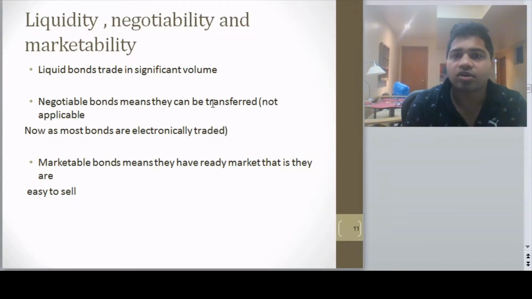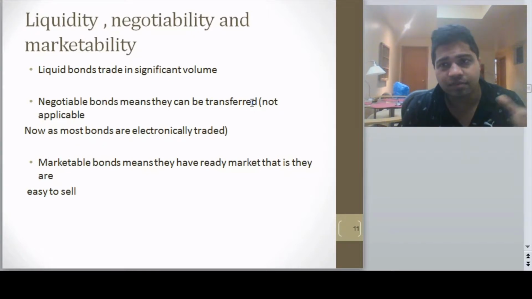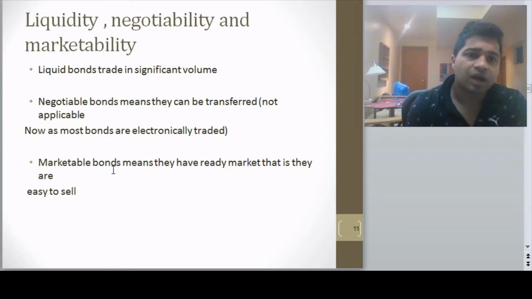A negotiable bond means it can be transferred. This is not a concern now, as most of the trading happens online, so most bonds are transferable because it's an electronic entry. But in earlier days, bonds were traded on a piece of paper, and in that case some bonds were non-negotiable, always issued in the name of the bondholder. Right now it is just a change of electronic entry, so they are very easily negotiable. A marketable bond means that it has a ready market, that is, it's easy to sell. There is a good demand for these bonds.